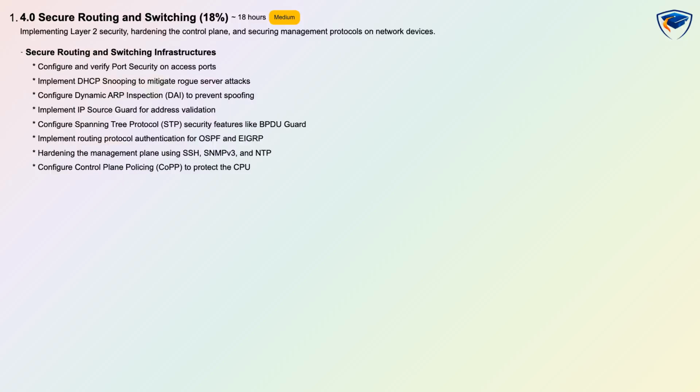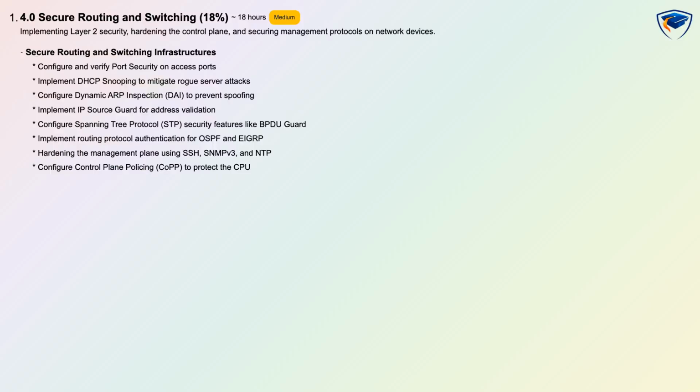Let's begin with Domain 4.0, Secure Routing and Switching, which accounts for 18% of the exam. This domain focuses on implementing Layer 2 security, hardening the control plane, and securing management protocols on network devices. Key topics include configuring and verifying port security on access ports, implementing DHCP snooping to mitigate rogue server attacks, and configuring dynamic ARP inspection, DAI, to prevent spoofing.